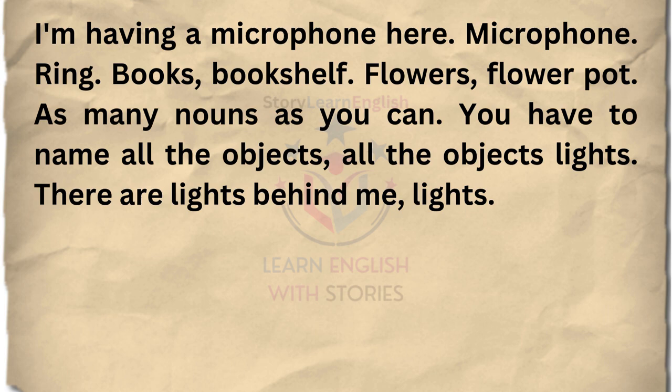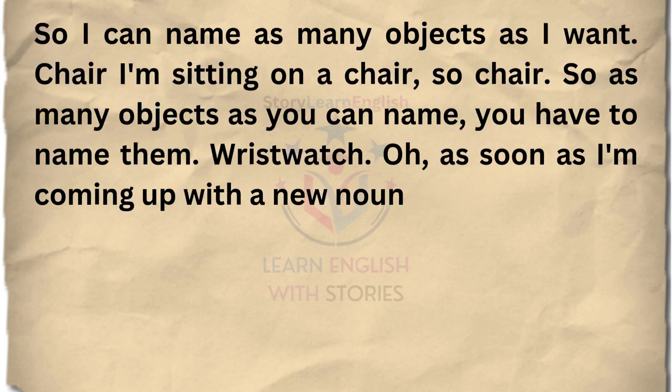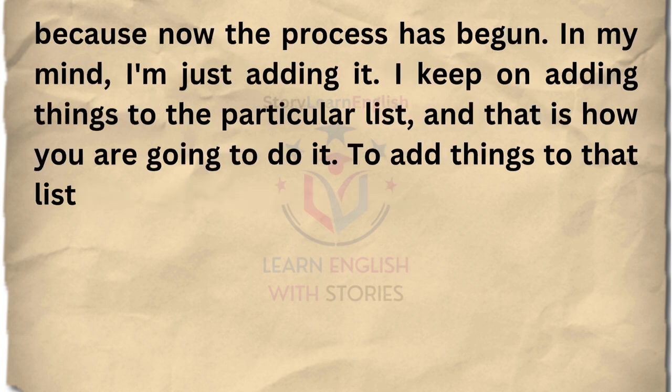As many nouns as you can. You have to name all the objects, lights. There are lights behind me, lights. So I can name as many objects as I want. Chair, I'm sitting on a chair, so chair. So as many objects as you can name, you have to name them. Wristwatch. Oh, as soon as I'm coming up with a new noun, because now the process has begun, in my mind I'm just adding it. I keep on adding things to the particular list, and that is how you are going to do it. To add things to that list.